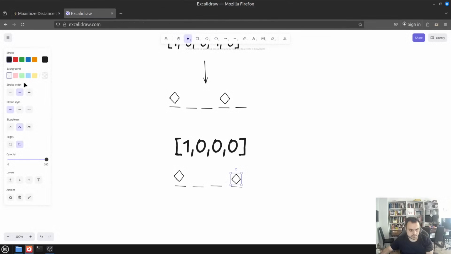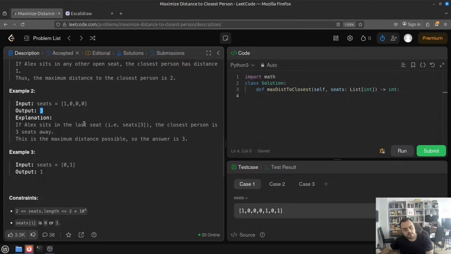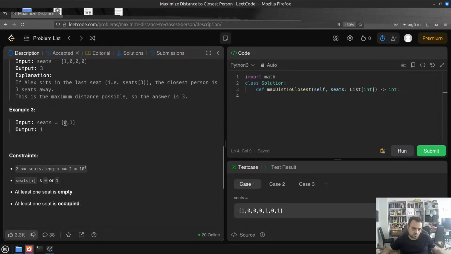So let's say that's our person, and in this case he will have those 3 places. So let's make it a bit thinner, and that's because we count both empty places and the first person sitting next to him as our distance. Okay, and the last one, that's just a single possibility, so of course the answer is 1.